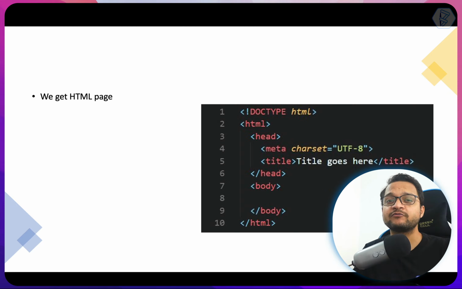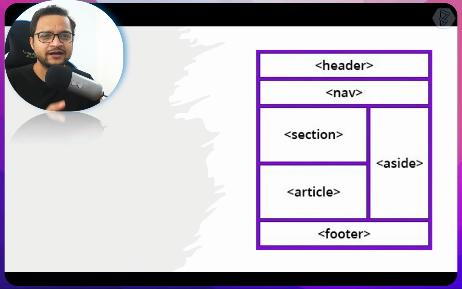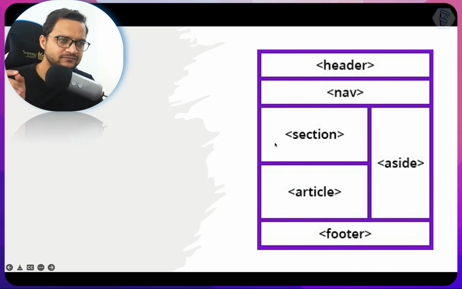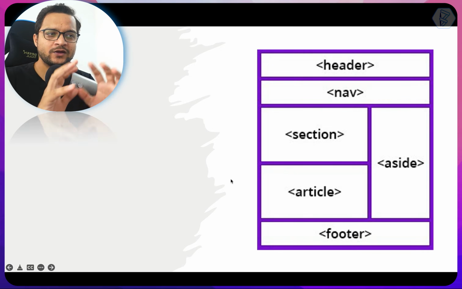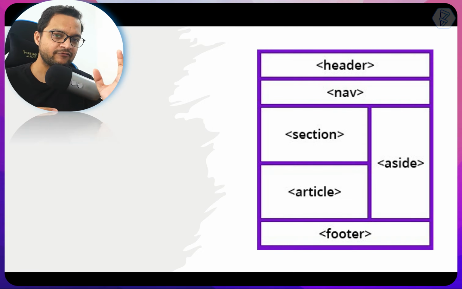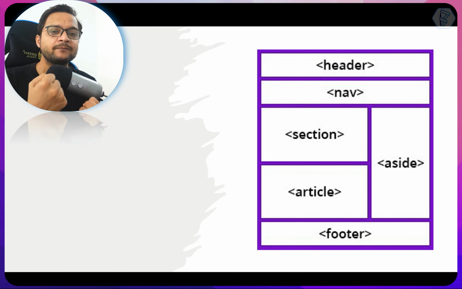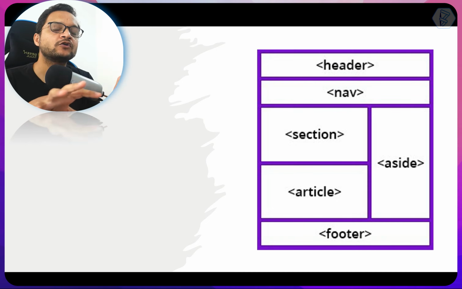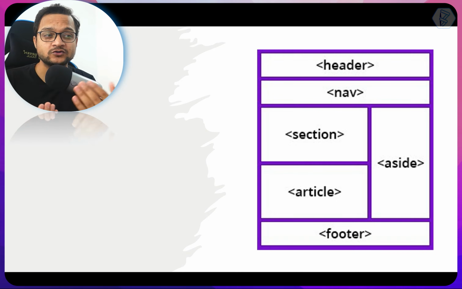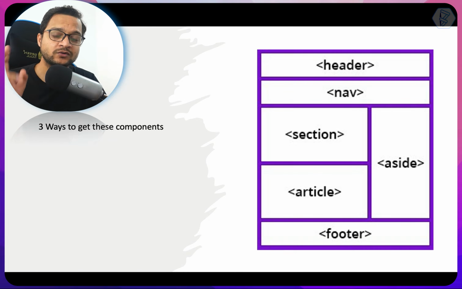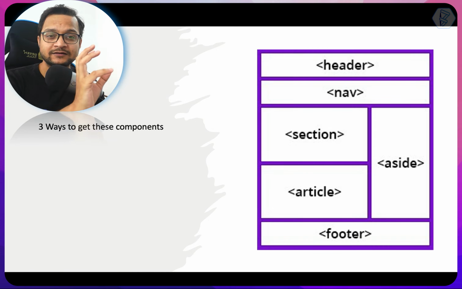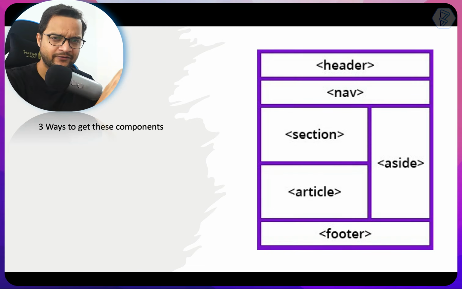But in a real life web page, you just have different components. So see here, we have a header as a different component, nav component, section, article, aside and footer. Now we have these different sections, and when we load the page, there are many ways to have all the components in the web page according to different situations. Let's first see the three important and major ways to get these components ready.